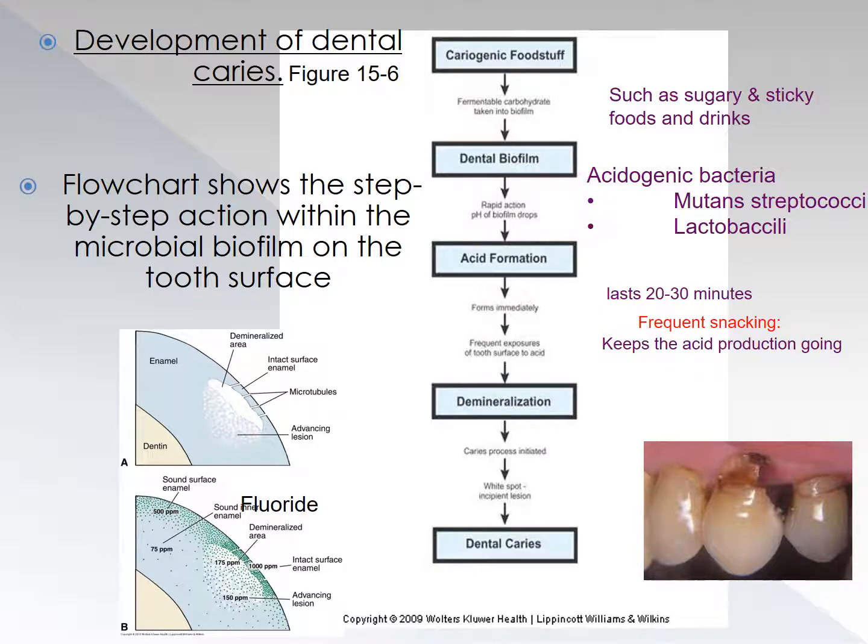So here's a chart of how dental caries is formed. You're going to see cariogenic foodstuff, then biofilm formation, which then causes acid formation and a drop in pH, and it forms immediately. Frequent exposure of the tooth surfaces to acid is going to lead to the leaching out of the minerals of the tooth, and demineralization is going to occur, and left untreated, it will turn into a cavity.